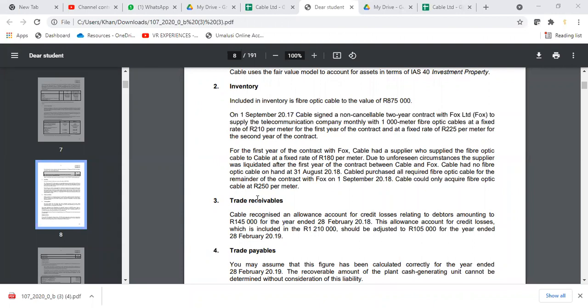So remember, they are supplying 1,000 meters of optic cable per month. We are supplying this from 1 September 2018 up until 28 February 2019. So that is 6 months: September, October, November, December, January, February. Just take note of that.